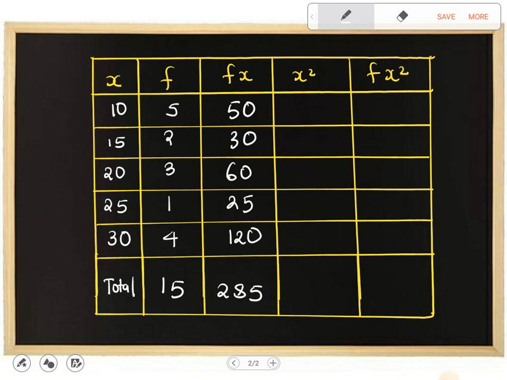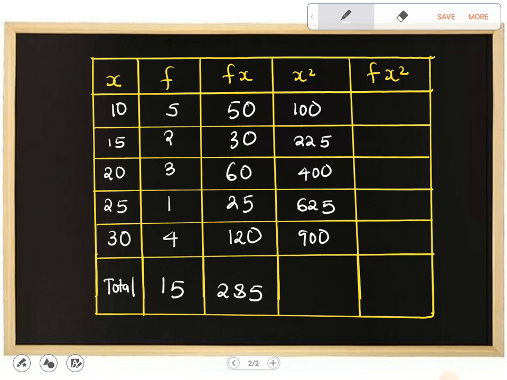Then x squared, we are going to square these numbers. What is 10 squared? 100. 15 squared, don't bother, you have a calculator, 225. 20 squared, 400. 25 squared should be 625. Then 30 squared should be 900. Here, we are not going to add them. We'll leave them the way they are. Our only interest is finding this sum and this one and that one. Then we'll be okay to go.